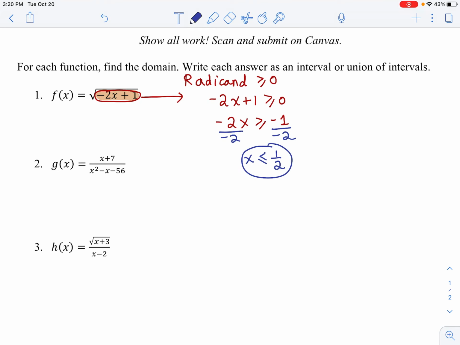So I wrote the answer as an inequality, but I want to go ahead and graph it and write the interval notation. So I have 1 half with a filled in circle. And because it says x is less than or equal to 1 half, I'm going to go to the left. I keep on going to the left with no bounds. The domain for this function is going to be from negative infinity to positive 1 half. Make sure to use a square bracket as we have a filled in circle, or less than or equal to symbol. So that's the answer for number 1.